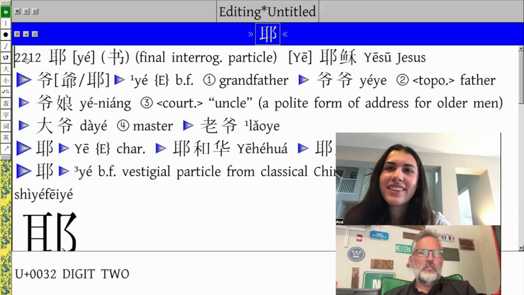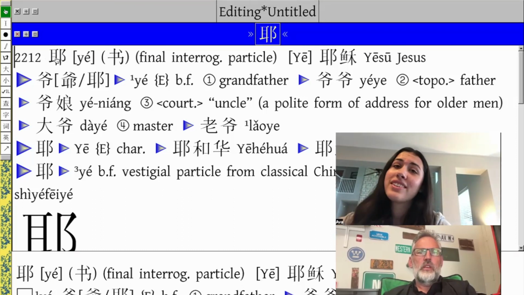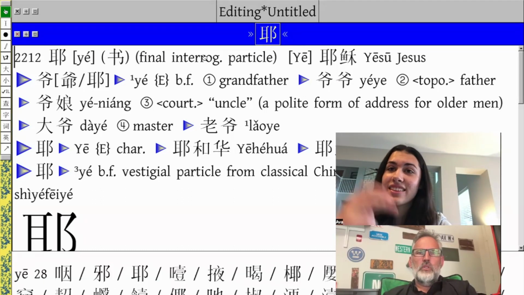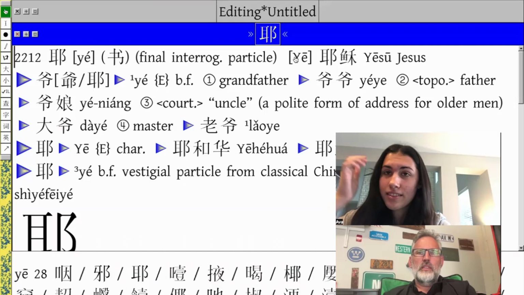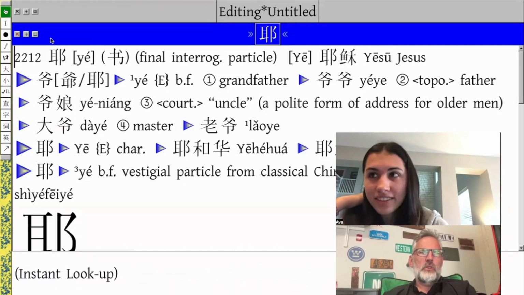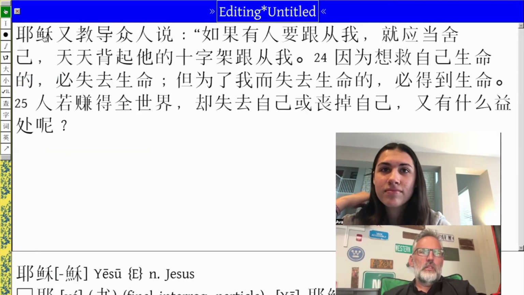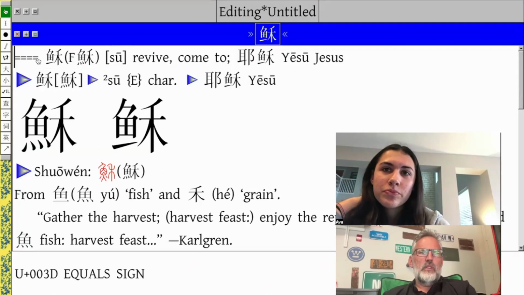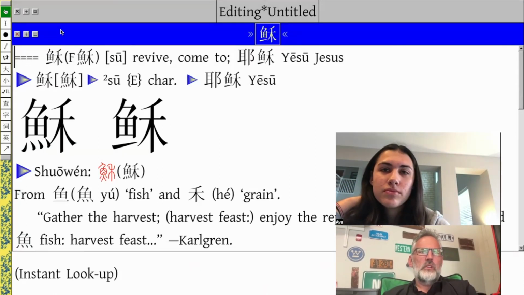So you can see when I click on this, it's the 2,212th most used character, and it's got more than one tonal way of doing it. And then Jesus's first tone, Yesu. And then this Su is not even in the top 3,000 characters. So you just kind of need to learn it.